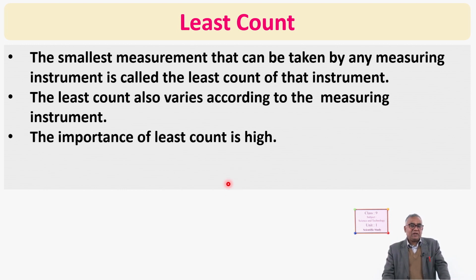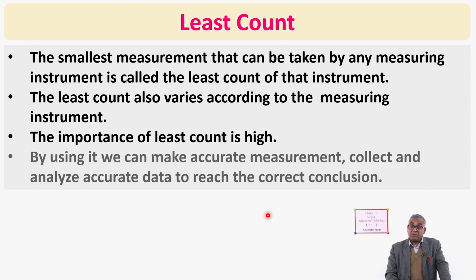For a particular example, last time I told you that because of a fraction of a second, it was late to supply water to the nuclear power plant, by which the nuclear accident took place. A little bit late, in a fraction of a second, because during that time the reactor was overheated and it burst. Okay, so for different events there is a different value. By using it, we can make accurate measurements, collect and analyze accurate data to reach the correct conclusion. Yes, so least count is very important in scientific measurement.